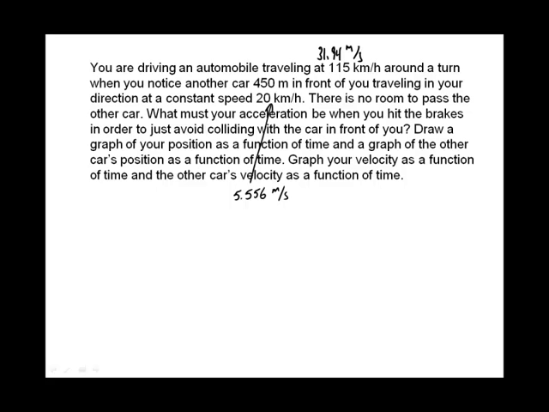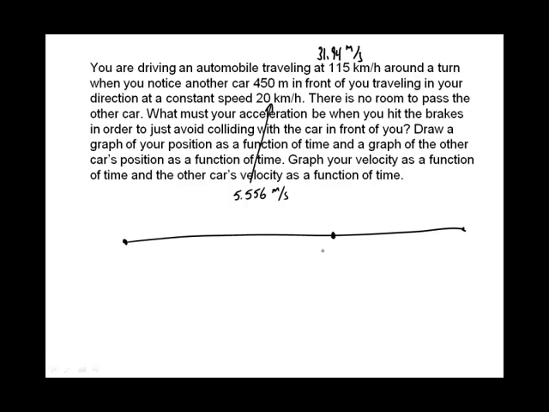That means I've got to have an acceleration that's going to be negative because I'm slowing down. To the right is positive, so I'm traveling to the right. That's the direction of my velocity, and I want to slow down, so my acceleration must be to the left. So that's a negative acceleration.